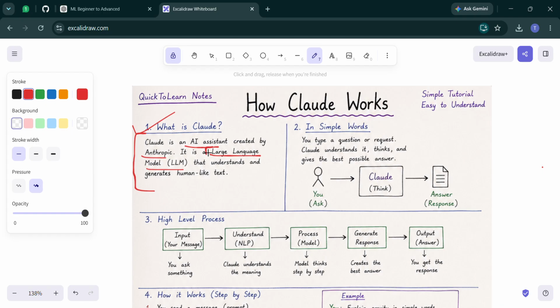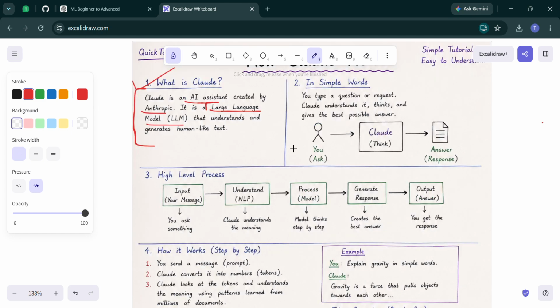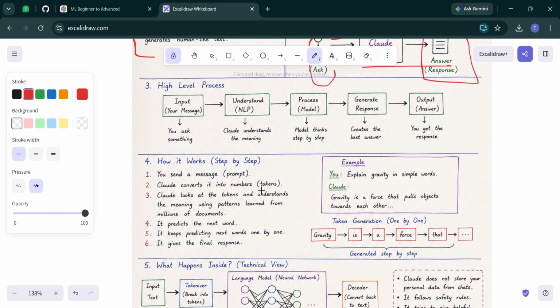Now the second section is how Claude works. In simple words, you type a question or request, Claude understands it, thinks, and gives the best possible answer. You are the user, and this is Claude: you ask something and it responds with the answer. This is what Claude does for non-technical people. If you are a technical person and you are wondering how it works and how it provides the response, you can understand it in simple terms.